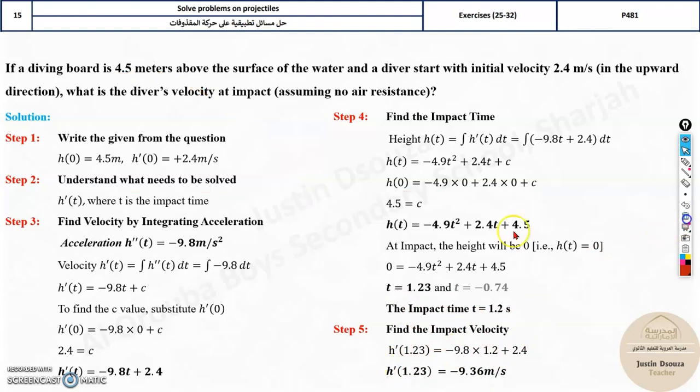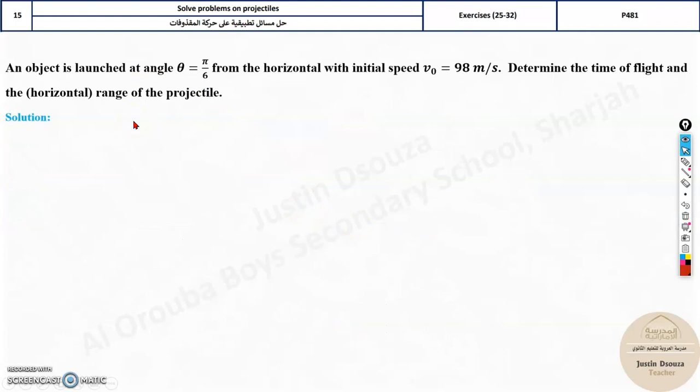Now let's see one more problem. It's similar, and you need to solve it by yourselves. Solve more and more problems, and you'll be thorough with this. Over here there is an object launched at an angle pi by 6 from the horizontal with initial speed v naught equals 9.8 meters per second. We need to determine the time of flight and the range of the projectile. Just like the previous problem, let's write the given. The angle and the initial speed are given. Now sketch a graph to understand better.